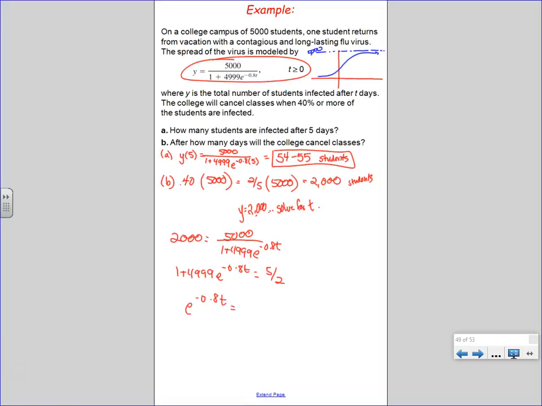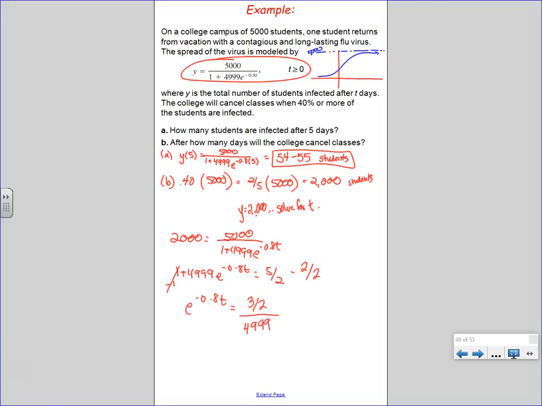1. Isn't that 5 halves minus 2 halves? Yeah. So it would be 3. I kind of like thinking of 1 as 2 halves. It makes everything a little bit easier. So 5 halves minus 2 halves is 3 halves. And I'm doing 3 halves divided by 4,999.